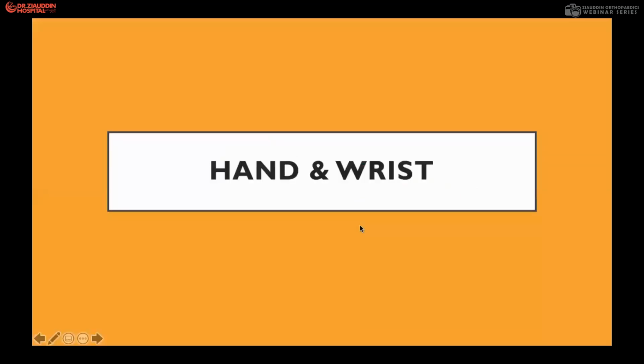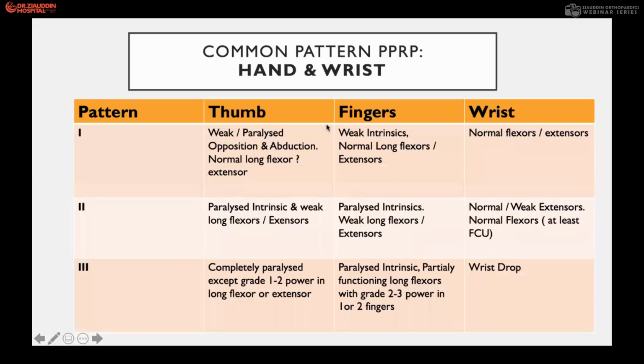Now the hand and wrist deformities. In the hand, again, there is some pattern of paralysis. Pattern 1 paralysis is weak or paralyzed opposition and abduction of the thumb, where the long flexors and long extensors of the fingers are normal. In addition, there is weakness of the intrinsic muscles of the fingers, but the long flexors and extensors are normal, and the wrist extensors and flexors are normal.